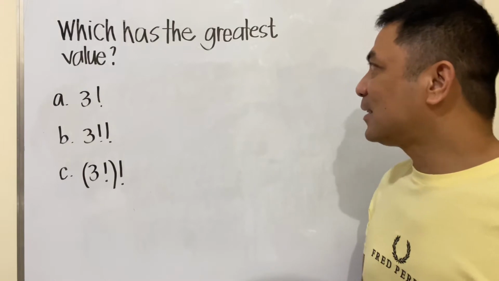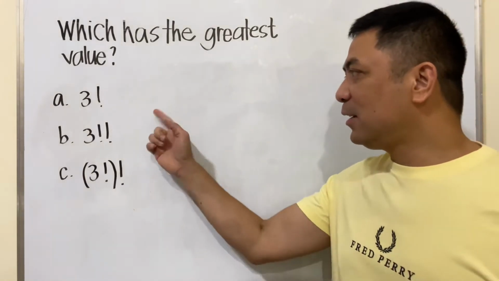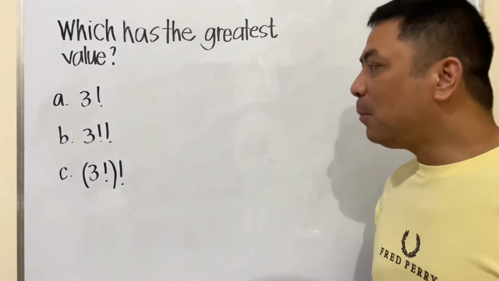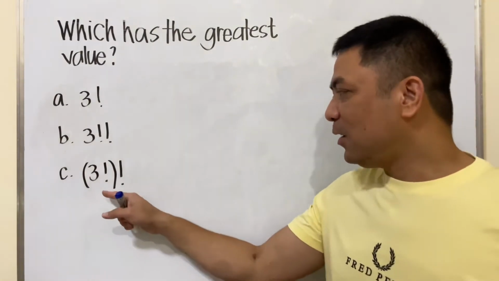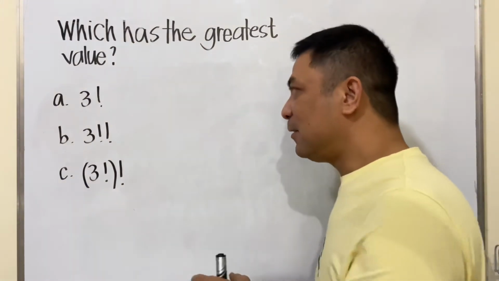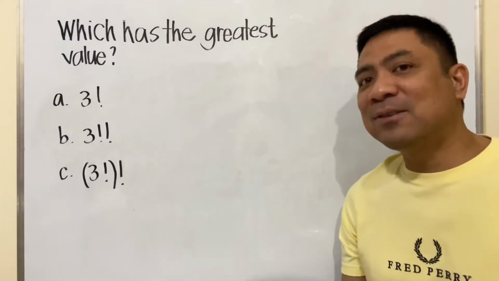Which has the greatest value? Letter A, we have 3 factorial. Letter B, we have 3 double factorial. And letter C, we have the quantity 3 factorial and another factorial. Okay? So let's try to answer that.